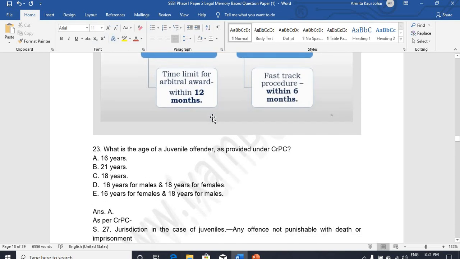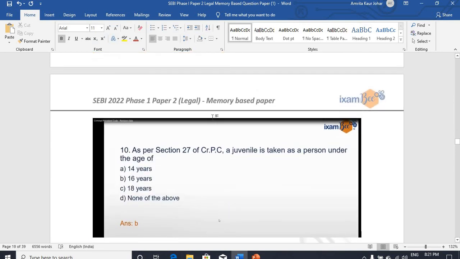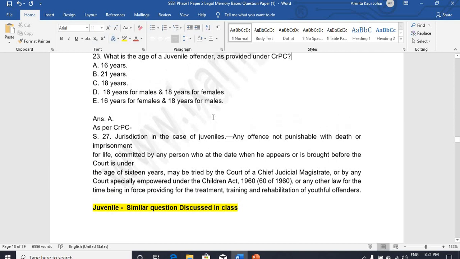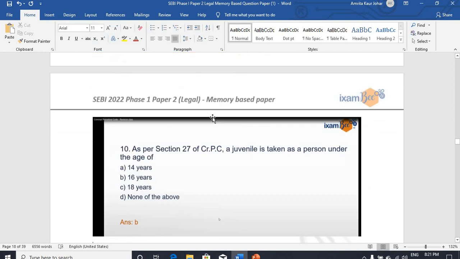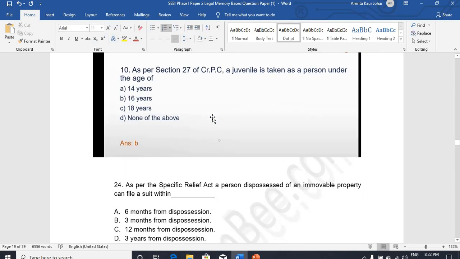Now coming to CRPC, what is the age of a juvenile offender as provided under CRPC? Answer was 16 years. This is also a direct question from section 27 of CRPC. 16 years. So the option A is correct for it. And this similar question was discussed in class also by ixamBee faculty.